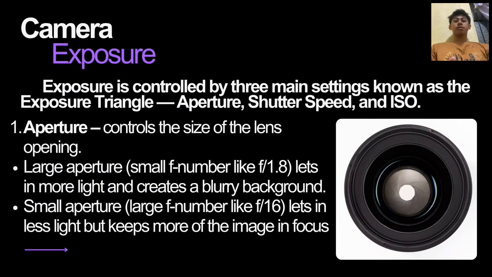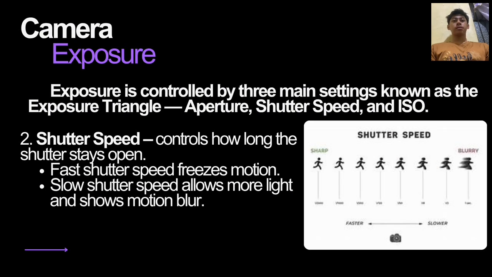So first, what is aperture? Aperture controls the size of the lens opening. Meaning to say, a large aperture has a small fraction number like f1.8, meaning it lets in more light and creates a blurry background. But a small aperture, with a large fraction number like f16, lets in less light but keeps more of the image in focus. So next is the shutter speed.